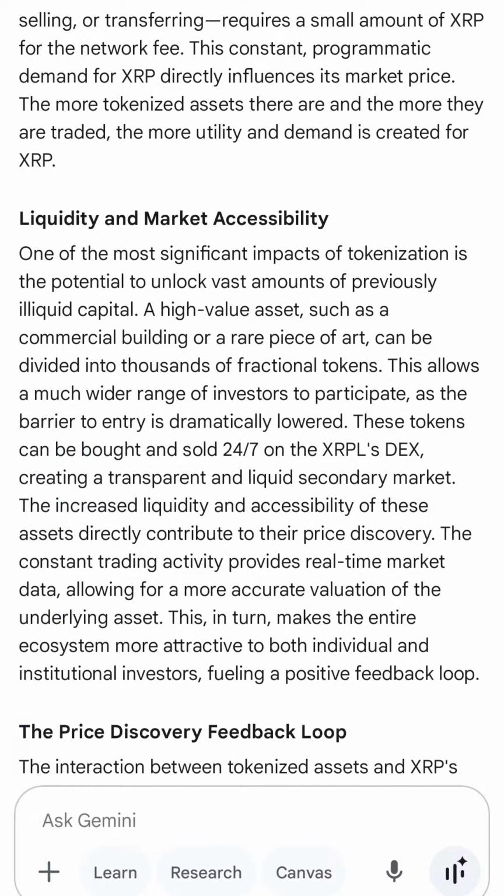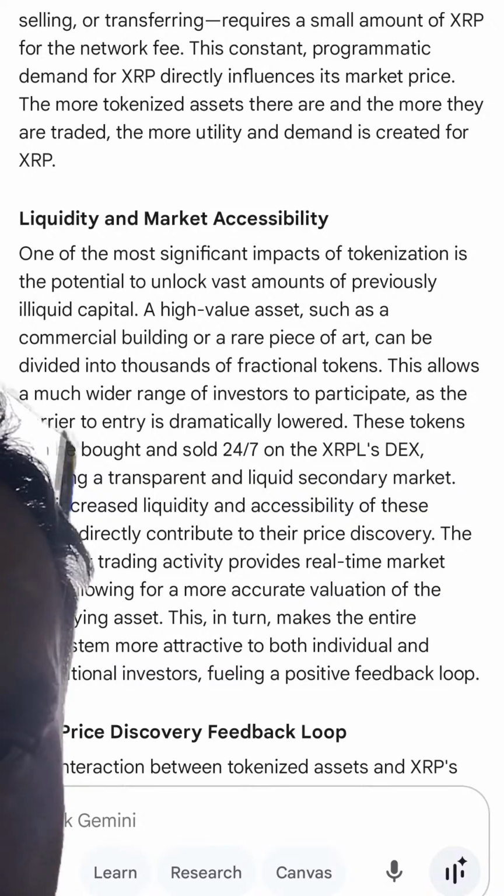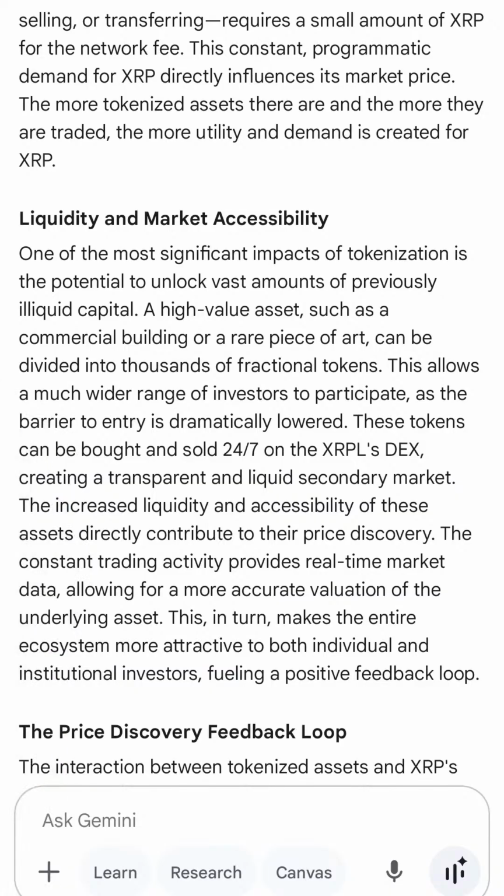So check this out. Liquidity and market accessibility. One of the most significant impacts of tokenization is the potential to unlock vast amounts of previously illiquid capital. A high value asset, such as a commercial building or a rare piece of art, can be divided into fractional tokens. This allows a much wider range of investors to participate. As the barrier to entry is dramatically lowered, these tokens can be bought and sold 24/7 on the XRPL's DEX, creating a transparent and liquid secondary market.